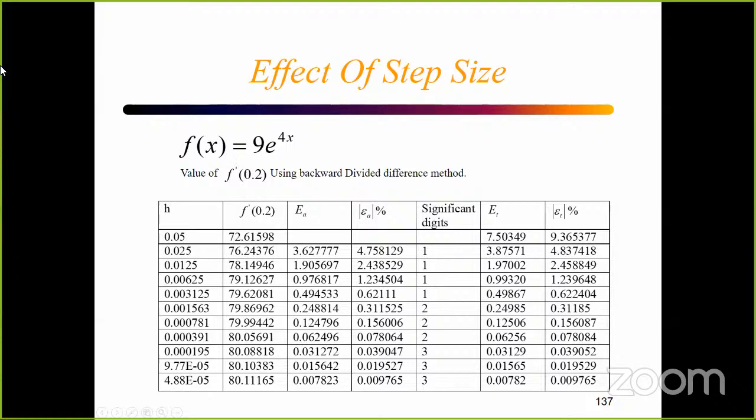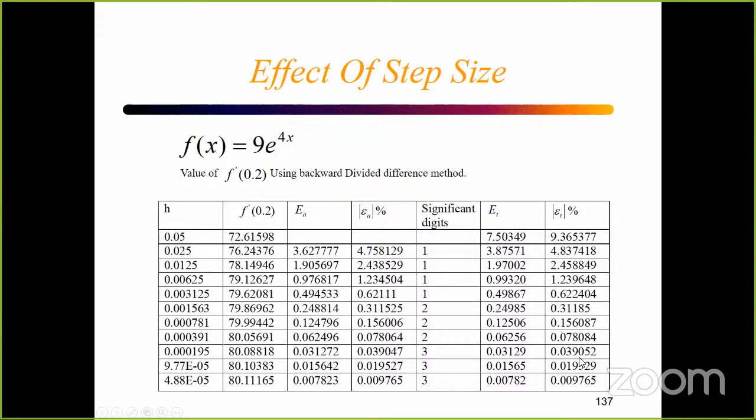f(x) is equal to 9 e^(4x). Find f prime at 0.2 using backward difference. Let us see. The interval is 0.05, 0.025, 0.0125, again making it half of this value at every step. This is the function value. This is the value you are expecting. This is the error, which is going down. Significant digits will come up to the third decimal at the last. This is the new estimated value, and this is the percentage error.